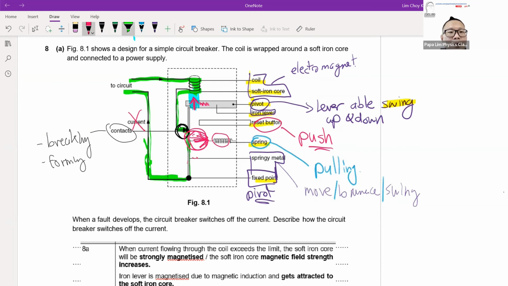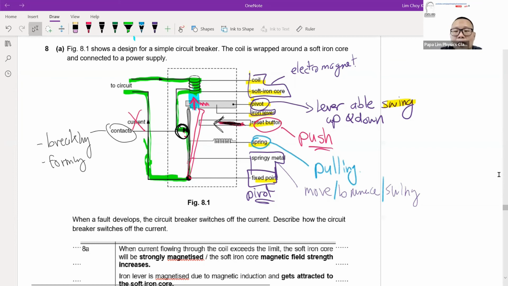Remember, once the spring pulls the springy metal, this piece of metal will be more to the right. So what I do is the reset button will act as a push, to push the springy metal back to the upright position again. So it becomes this position again, and the contact will be formed. Then the current will flow again. So this is how a simple circuit breaker works.